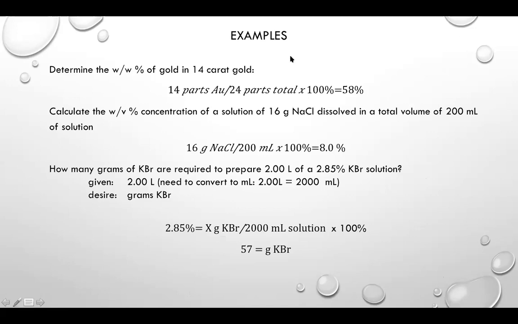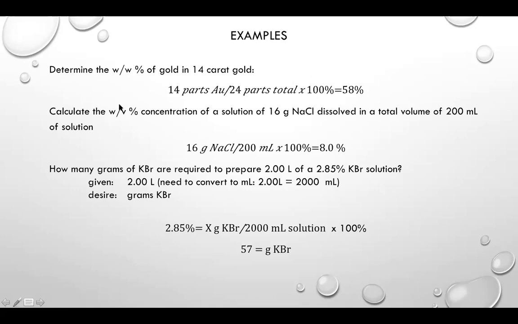So if we do some examples, if we want to determine the weight per weight percent of gold in 14 karat gold, we know that we have 14 parts of gold, as we talked about, and then the whole total, the solvent, will be 24 parts total. And then we'll multiply that by 100, and so that gives us 58%.